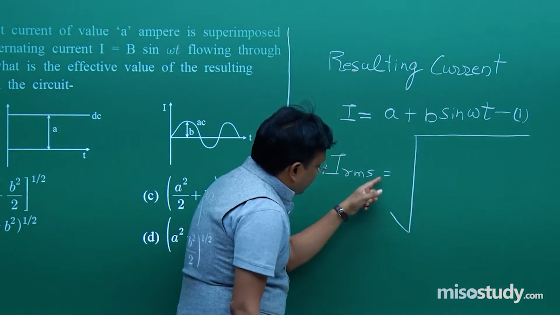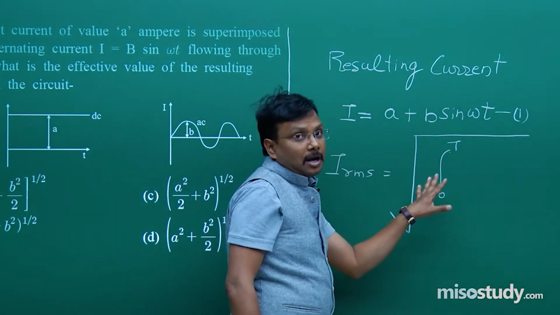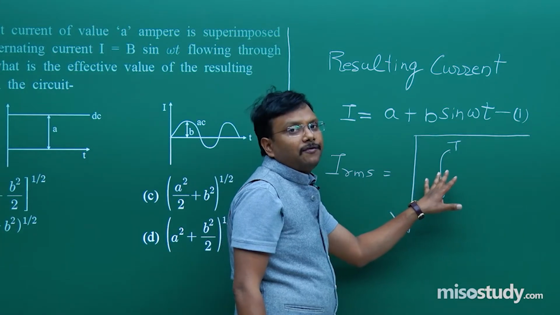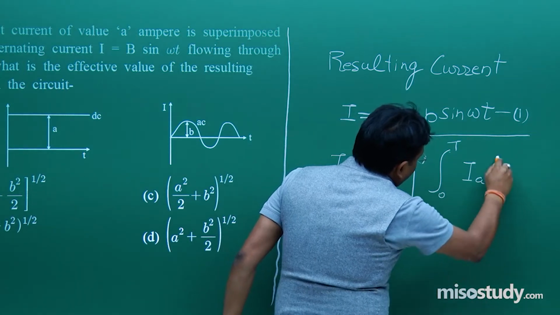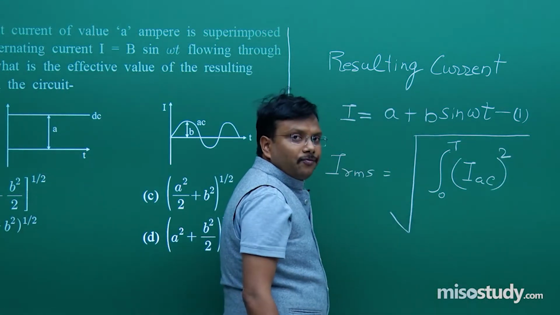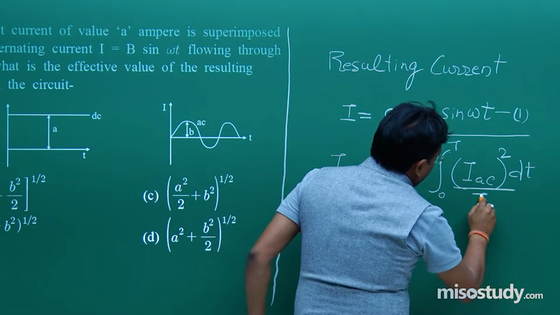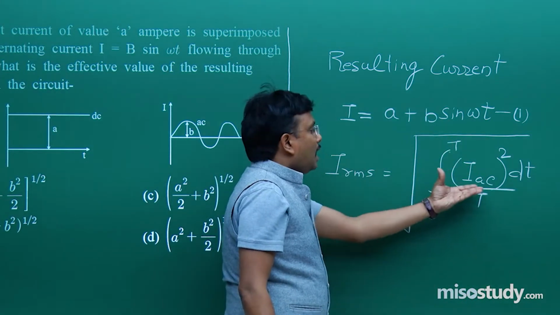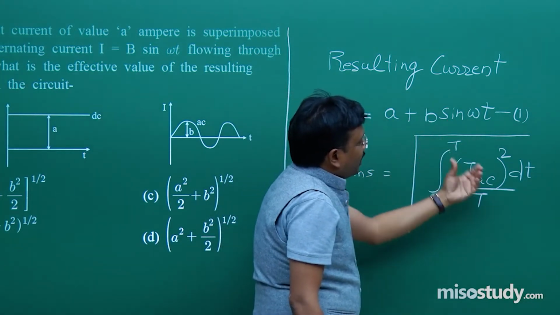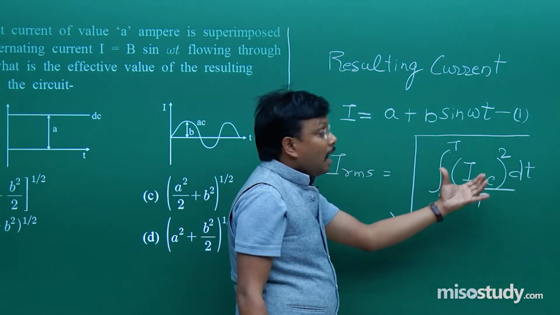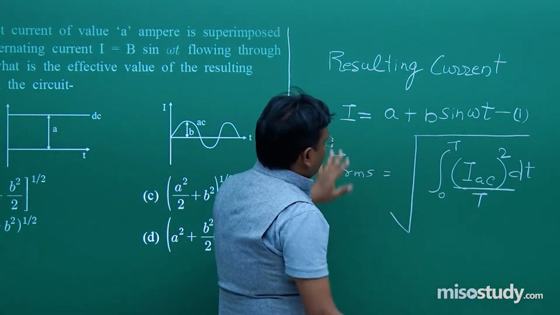Okay, fine. So IRMS is equal to this much, that is, the integral from 0 to T, the general expression I am writing, and I hope it is not going to be difficult for you to understand. So integral 0 to T of IAC whole square into dt upon capital T. Basically this is the expression. IAC is this resultant current. So A plus B sin omega t you have to put under this bracket, and then you have to solve and integrate it. Fine. So what should I say?